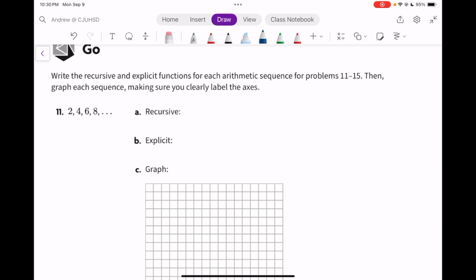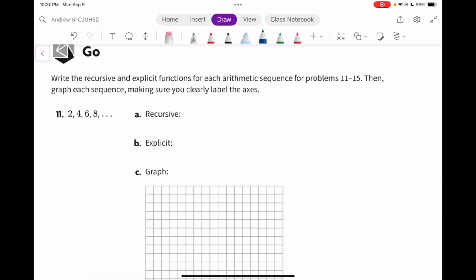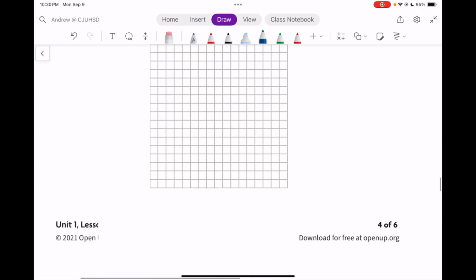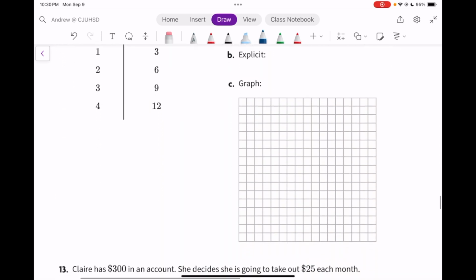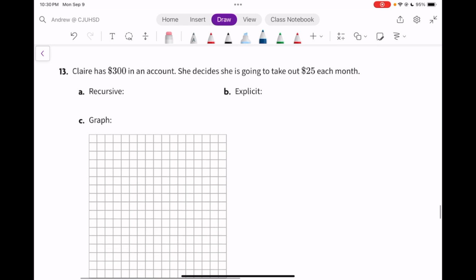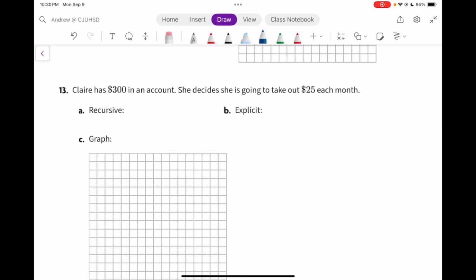Write the recursive and explicit functions for each arithmetic sequence for problems 11 through 15, then graph each sequence. Make sure you, this is your responsibility, you clearly label the axes of a recursive and explicit, and then let's graph. So 11, 12, very similar, 13. Again, we're talking money. We did a problem like this just a few days ago. Check earlier in your book if you forgot.